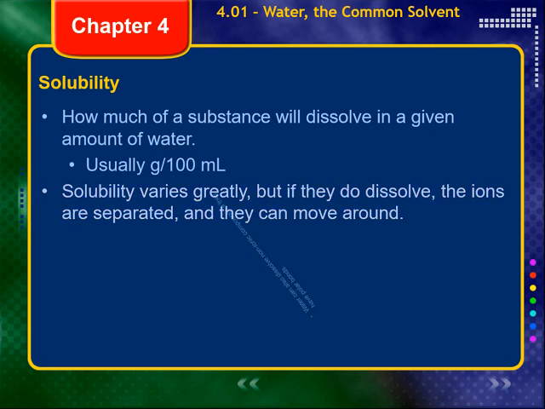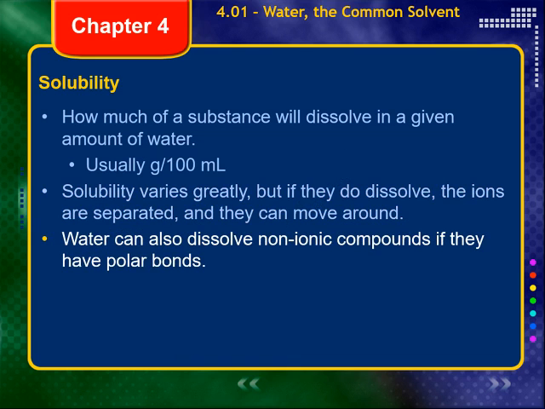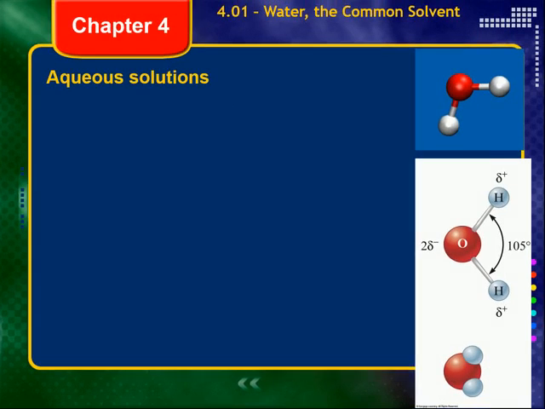Water can also dissolve non-ionic compounds if they have polar bonds, not necessarily even an ionic bond, just a polar covalent. Again, because when you have polar covalent bonds, you're going to have partial positives and partial negatives, and that is what the polar nature of water is going to be working on.